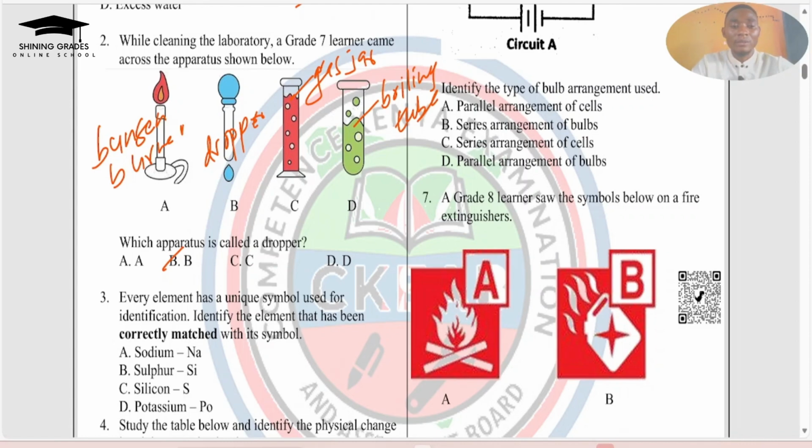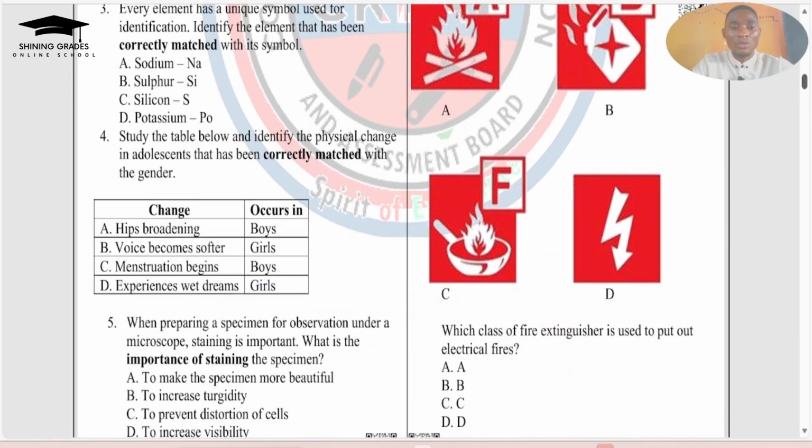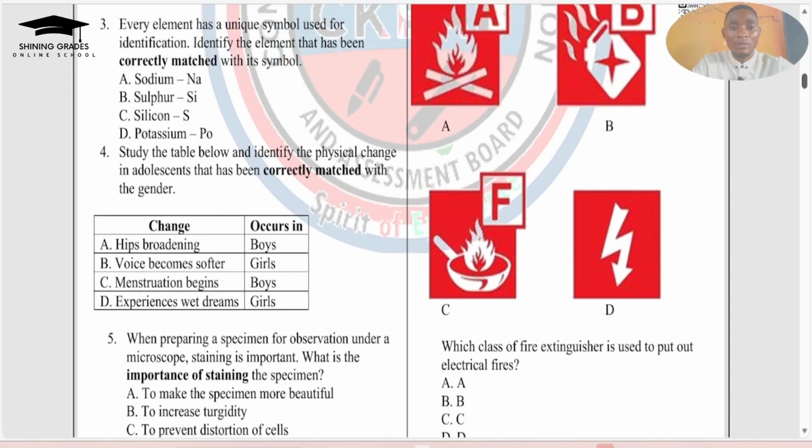Question 3. Every element has a unique symbol used for identification. Identify the element that has been correctly matched with its symbol. We have sodium, Na. We have sulfur, Si. We have silicon, S. Potassium, Po.